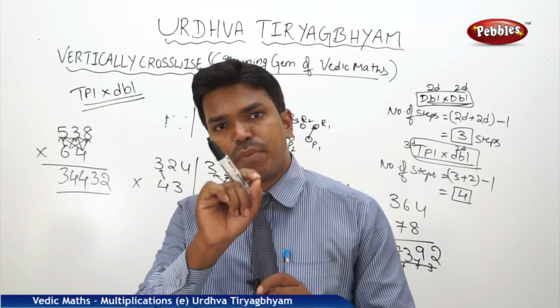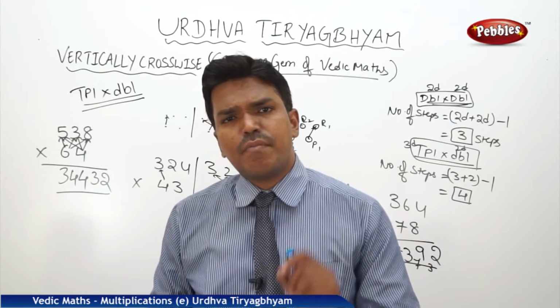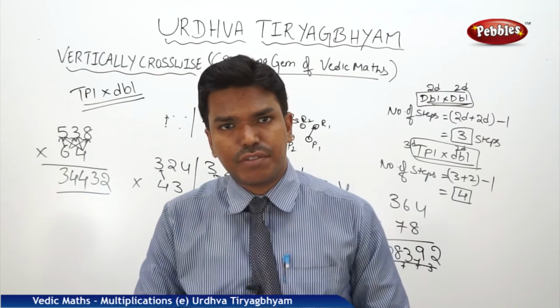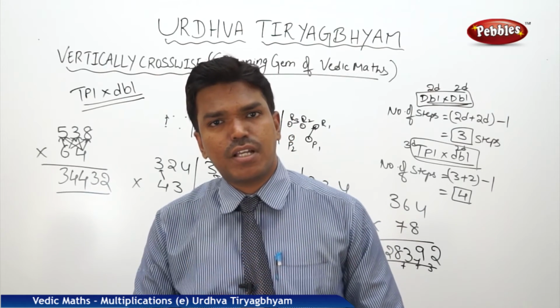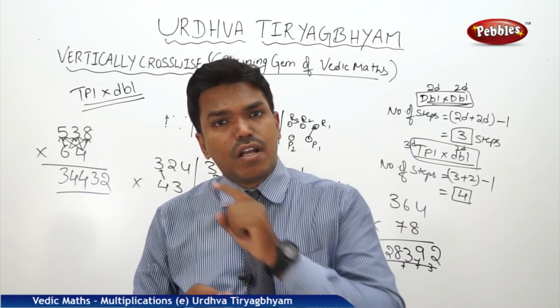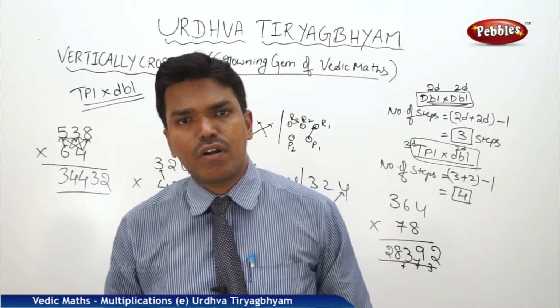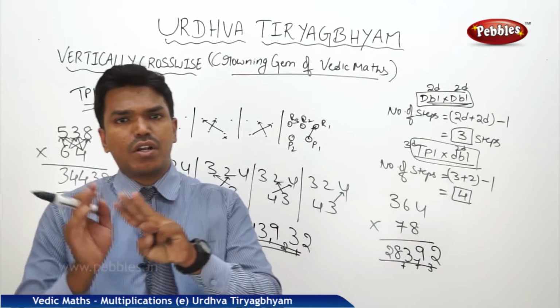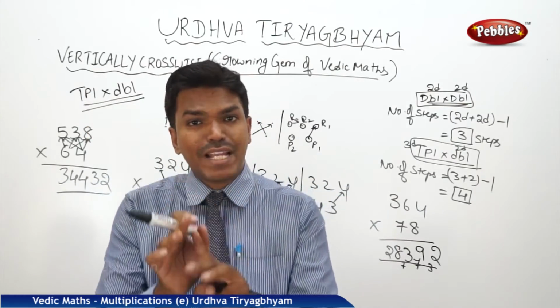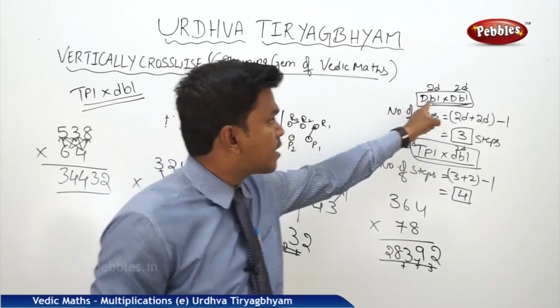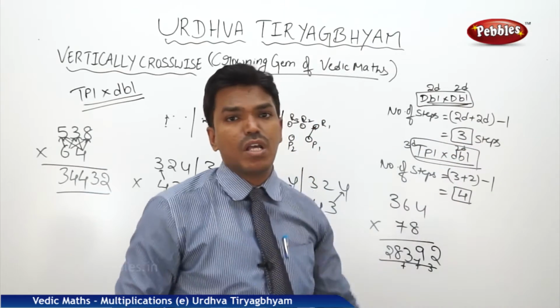Draw the pattern of triple digit into triple digit. Now you tell me, before drawing the pattern, how many steps are involved in the triple digit into triple digit multiplication? First, for the double digit into double digit, how many steps do we go for? Okay, we have gone for 3 steps: 2 plus 2, 4 minus 1, 3. Just like double digit into double digit, there are 3 steps involved.